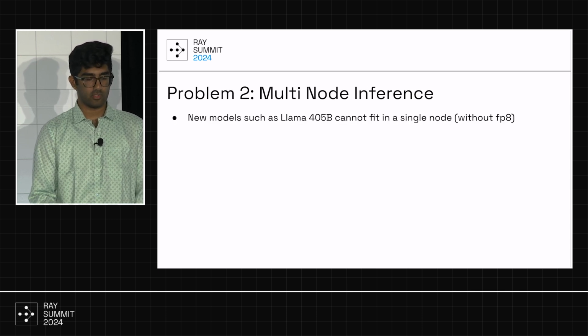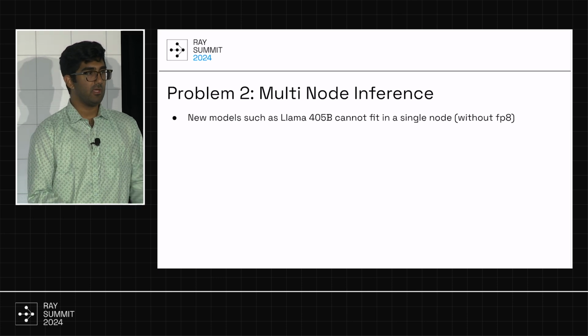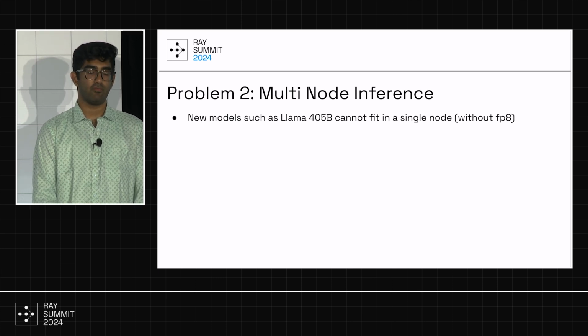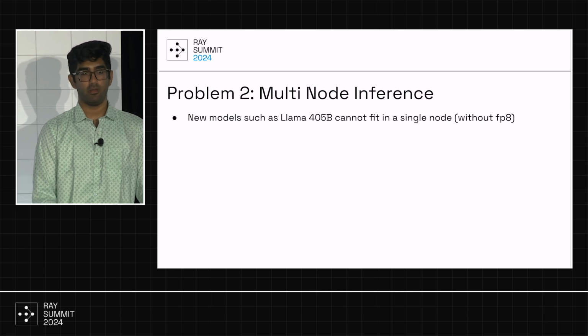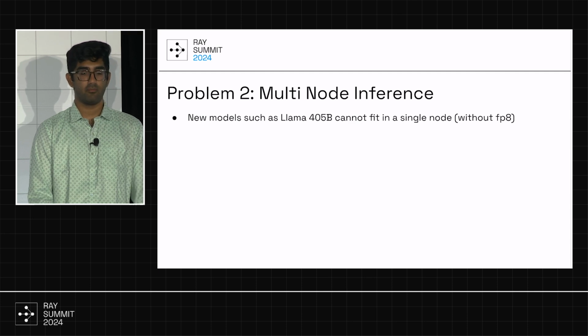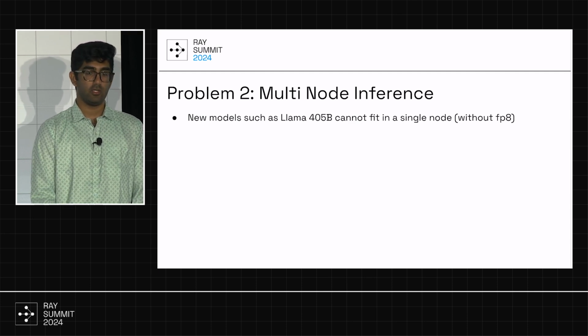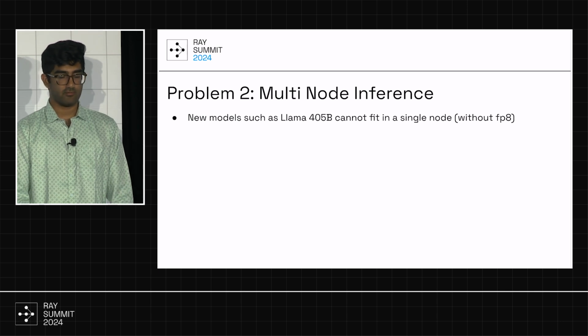Okay. And so we'll go to our next problem, which is multi-node inference, right? At the very beginning, I talked about Llama 405B, and at full precision, or I should say BF16, we have seen that even with a full node of H100s, it can't fit. So we need multiple nodes in this case. Of course, you can always go to FP8. That comes with its own set of challenges.